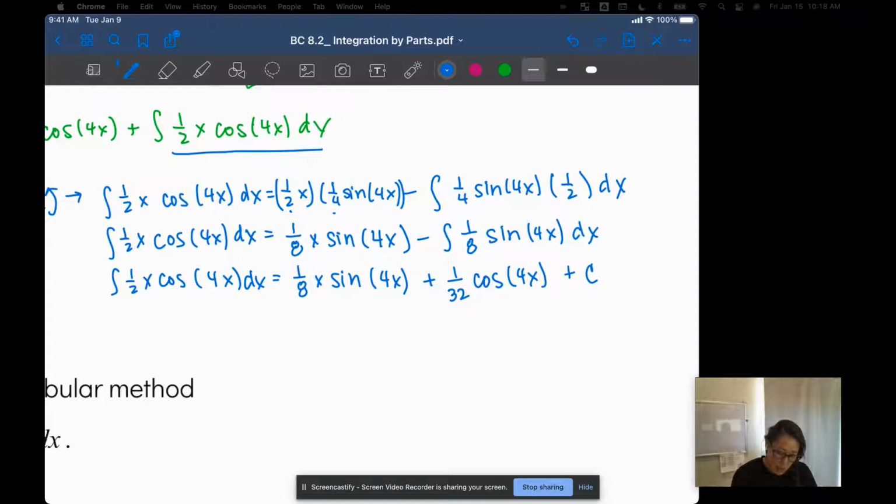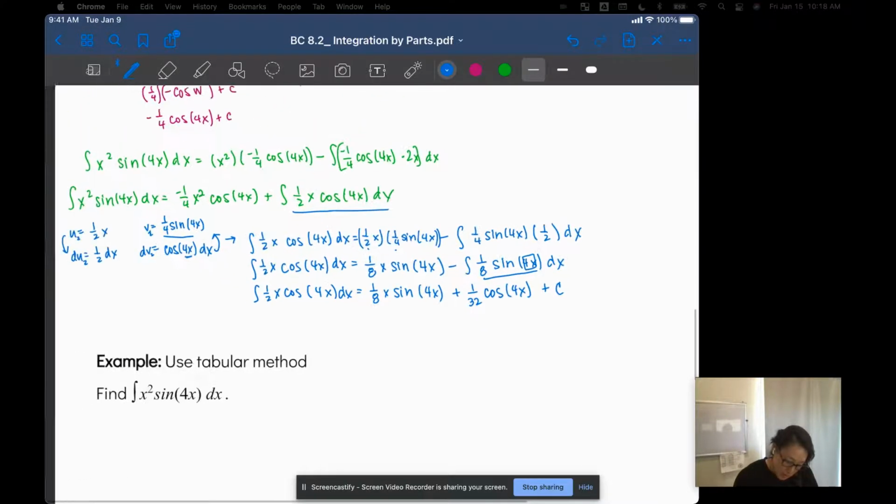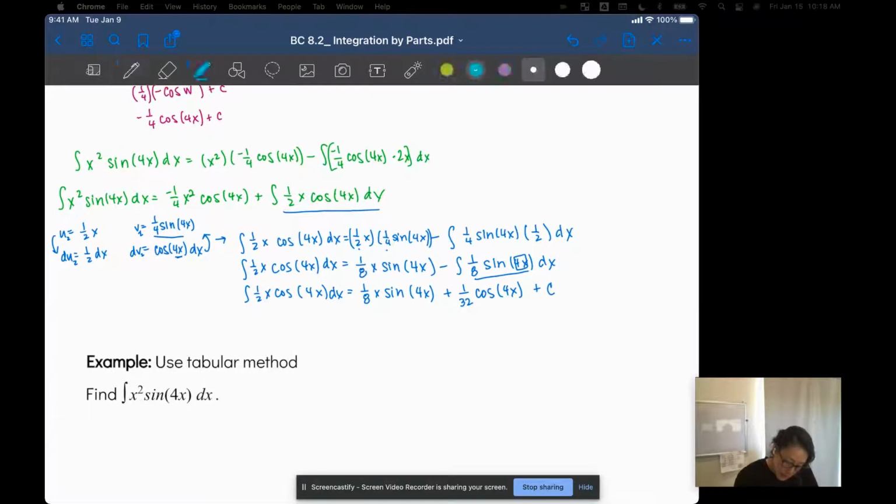Over here you can do a u substitution if you want, but the quick way for me to do this is just to divide by the derivative of the inside function. All right, so now I know that this integral here, 1/2 x cosine of 4x dx, is the same as 1/8 x sine of 4x plus 1/32 cosine 4x plus c.